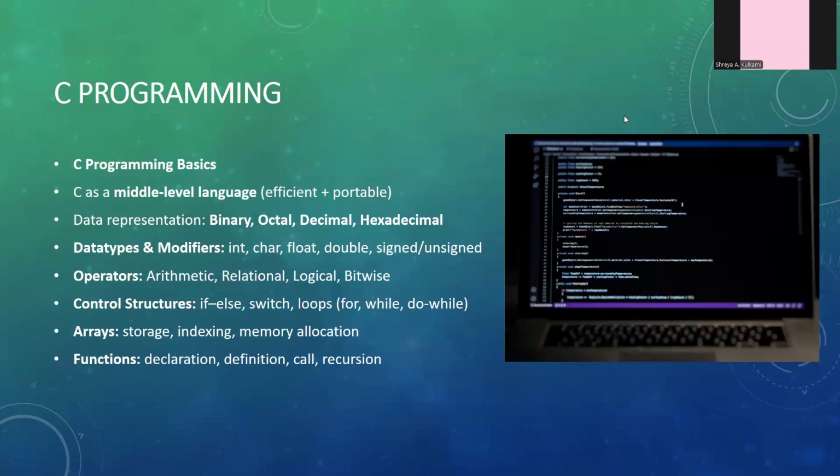Then we moved on to data structures, which are arrays, etc. So in arrays, we saw how the storage is being done, like consecutive blocks of memory. So memory allocation in arrays. Then we looked at indexing, forward indexing from 0 to n minus 1, etc. Then we also saw how to declare functions, define functions, the difference between declaration and definition, call and recursion.